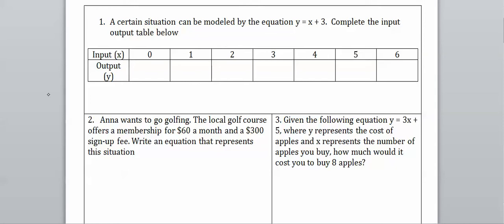Hey guys, today we're reviewing part 3. A certain situation can be modeled by this equation. Complete the input and output table below.